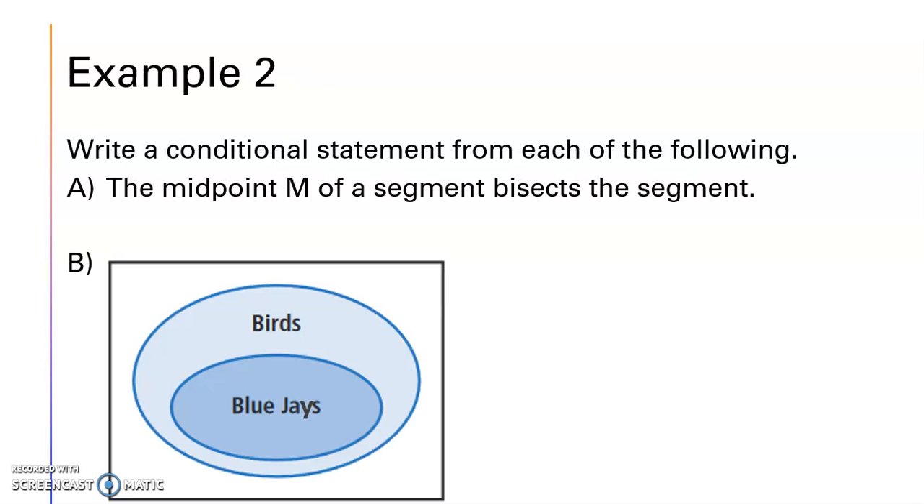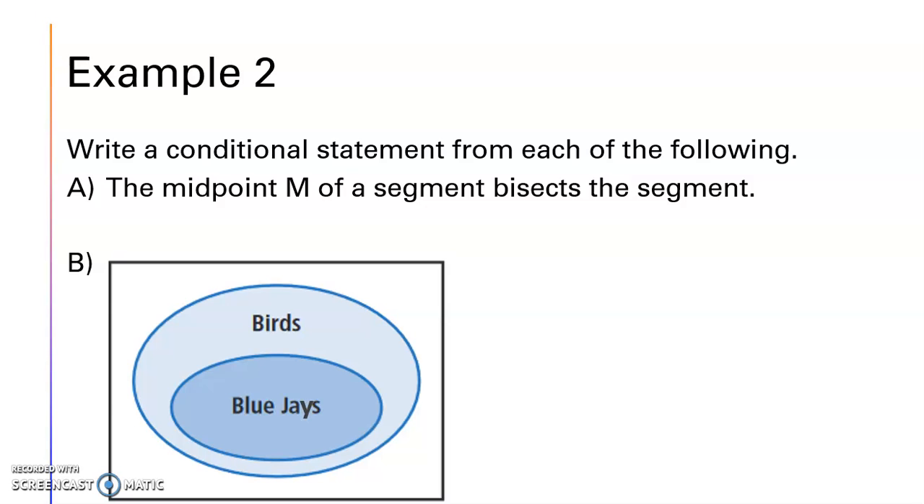In example 2, they want us to write a conditional statement from the following information they've given us. So in part A, it says the midpoint M of a segment bisects the segment. So remember, we do need to try and use English to write this. So we need to think through our grammar rules, but think about which part is the subject that's going to turn into the hypothesis, and which part is going to be the conclusion of the statement. Okay, don't forget the words if and then.